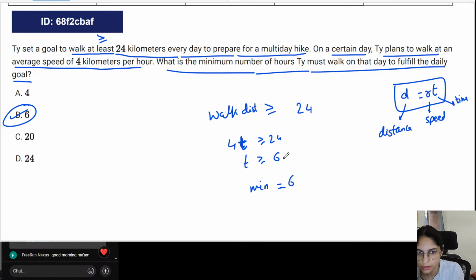So you can go 6 and above 6 also. So minimum is going to be 6. Next is question number 17.